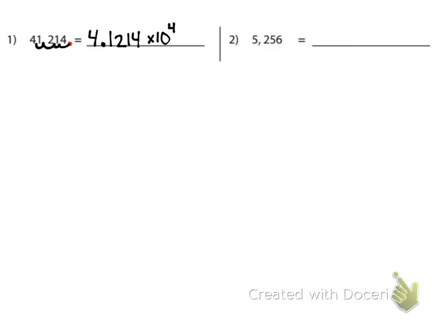What are your questions? All right, same thing in the back. So where is the decimal right now? In the back. Where do I want it to be? Behind the 5, behind the first 5. So 1, 2, 3. That's 3 jumps. You got to remember that. So 5.256 times 10 to the 3 jumps. 3 is your exponent.